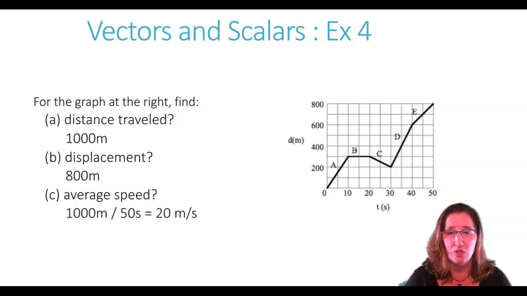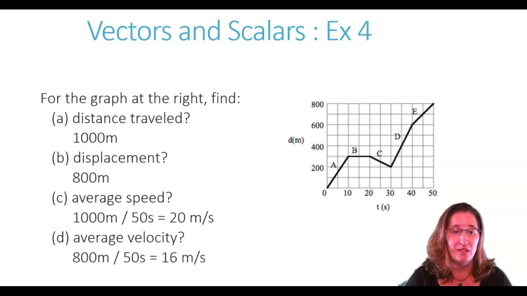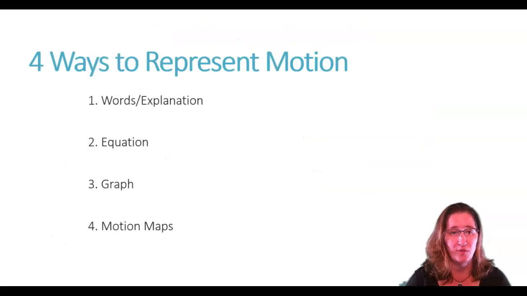Okay, so the average speed, then I'll do that distance divided by time. So that's going to be 20, but then the average velocity will be different in this case because the displacement and distance are not the same. So if I do the 800 divided by 50, I'm going to get 16. So that's an example of a problem where you have a difference between distance and displacement and a difference between speed and velocity. And the reason for that is because there's a change in direction involved.